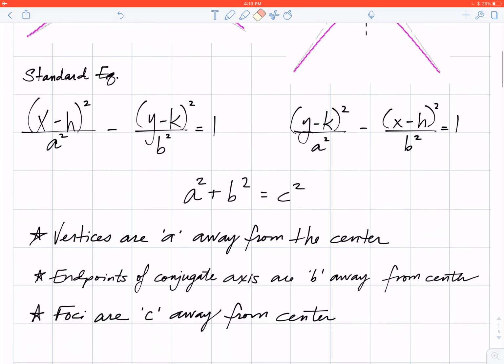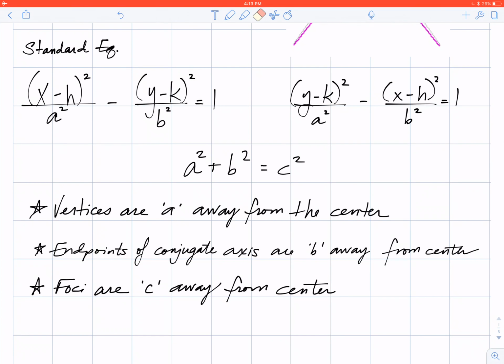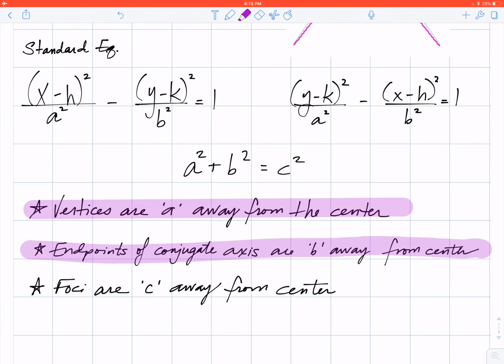You'll notice that if you go down below, I have three starred statements that show that very thing. Vertices are always going to be a away from the center. Endpoints of the conjugate axis are always going to be b away from the center. And the foci are always going to be c away from the center.